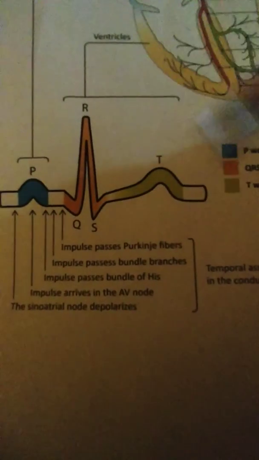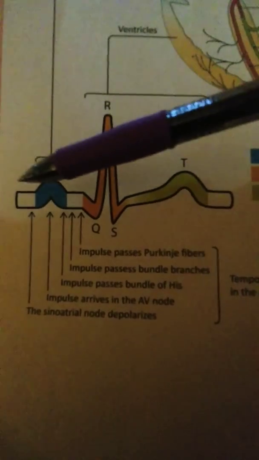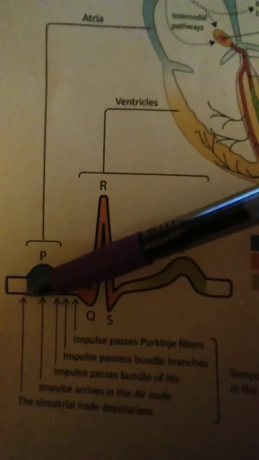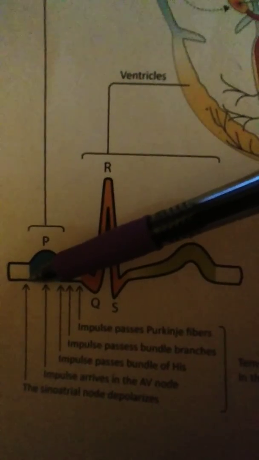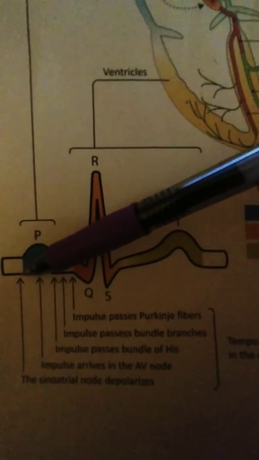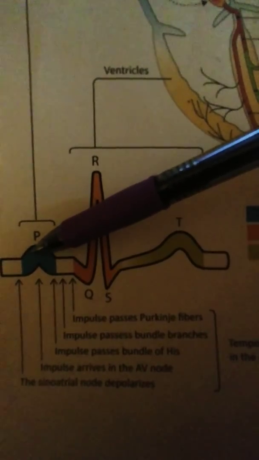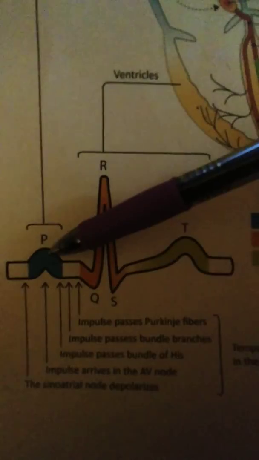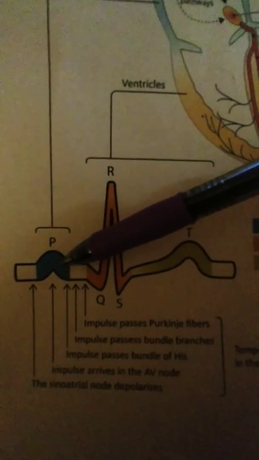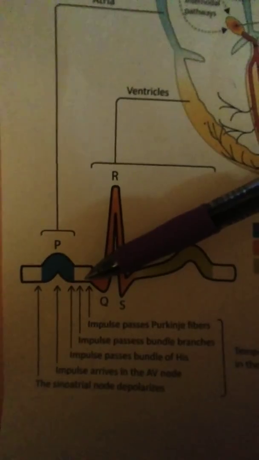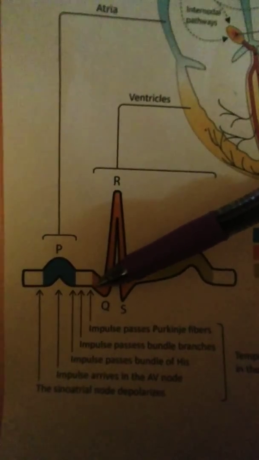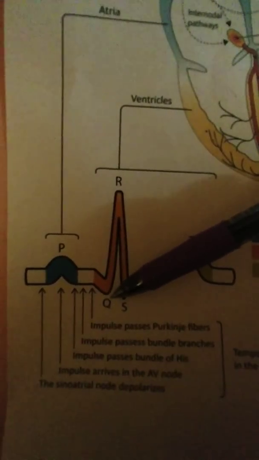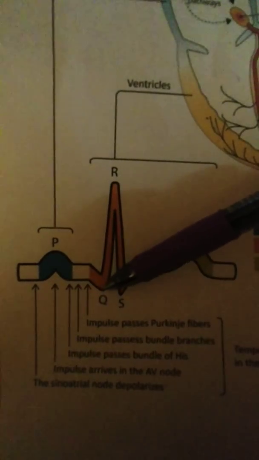So in summary, we want to retell that by looking at this EKG reading. So here is the SA node, the start of it, and this is where the SA node depolarizes and the impulse arrives to the AV node. And as the impulse passes through the bundle of His, this is where it slows for an instant, and through the bundle branches and the Purkinje fibers, it reaches Q. And that is the process between that.